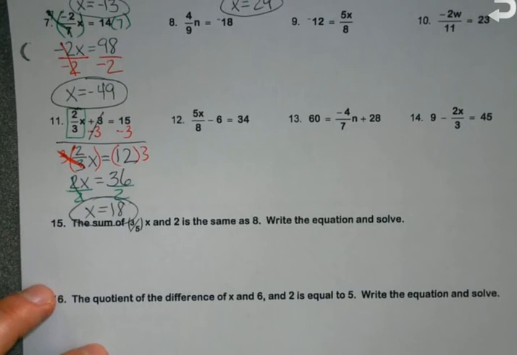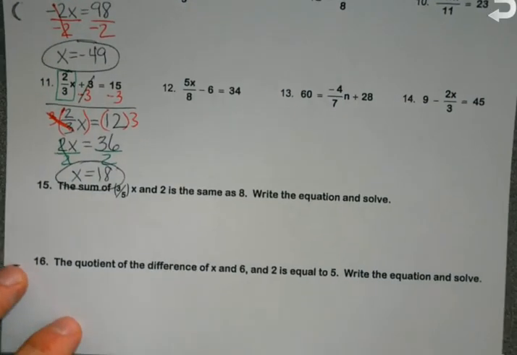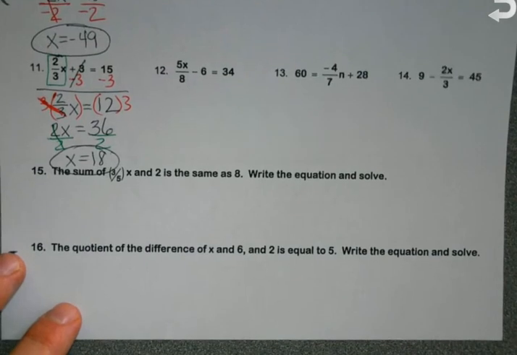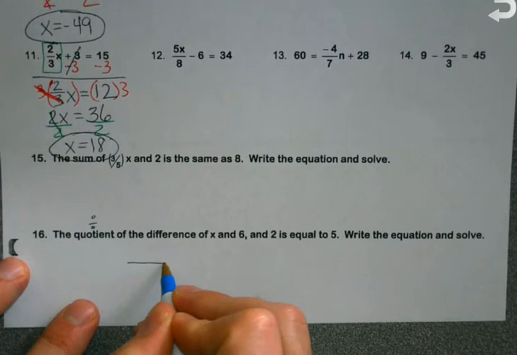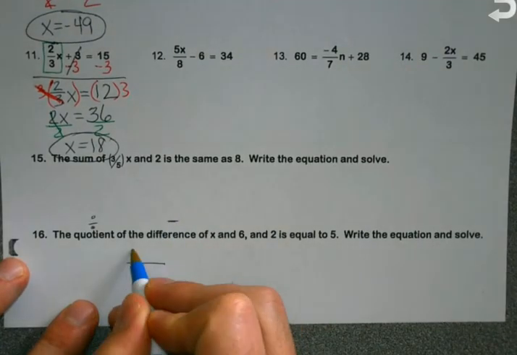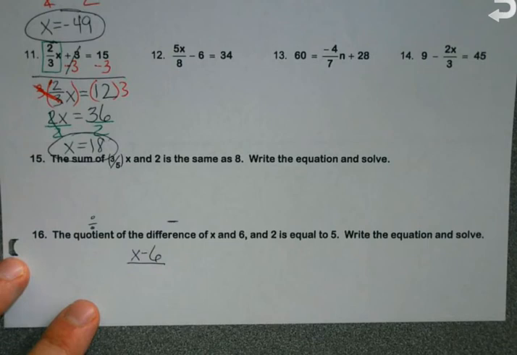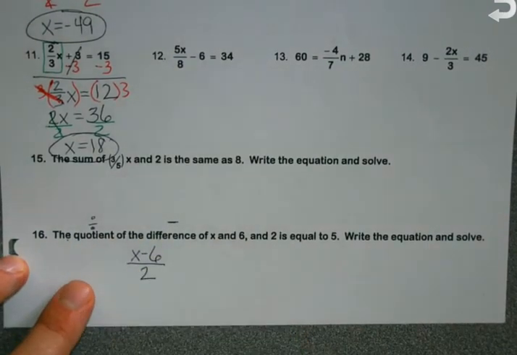So, for instance, let's say we jump down to 16. I want to do a story problem here with you. The quotient, what's a quotient? Division. Okay, so the quotient, which is like a fraction bar, of the difference of x and 6, difference is like minus. So let me read that fully. The quotient of the difference of x and 6 and 2 is equal to 5. So they want you to take the difference and then divide.